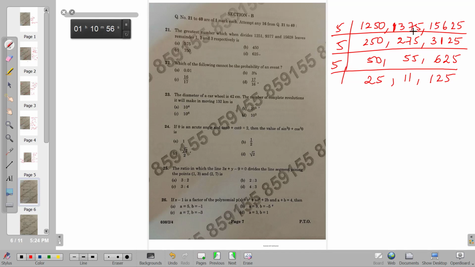15625, 13. Oh, where did I get this number 1375 from? The question was not 1375. The question was 9375. I read the question wrong. Okay, let us correct that.